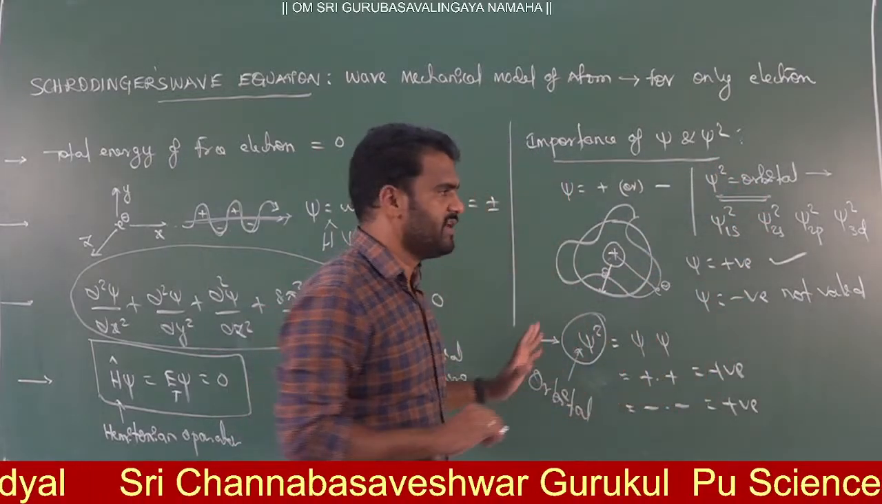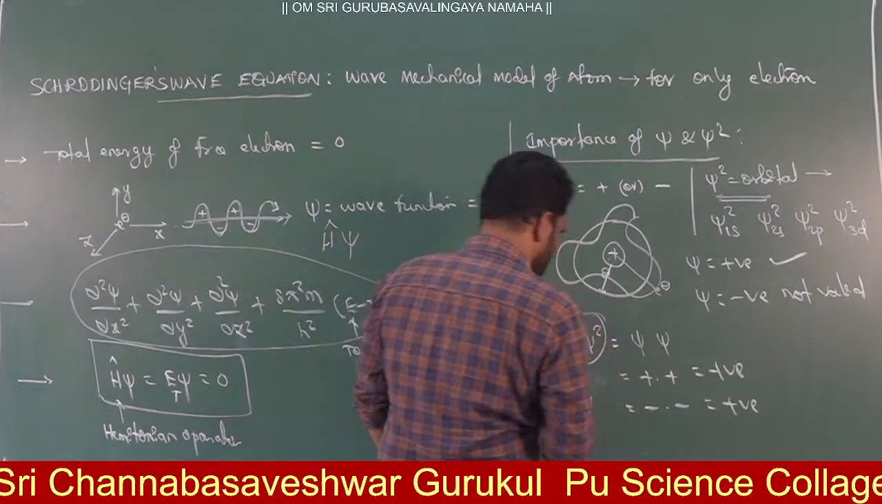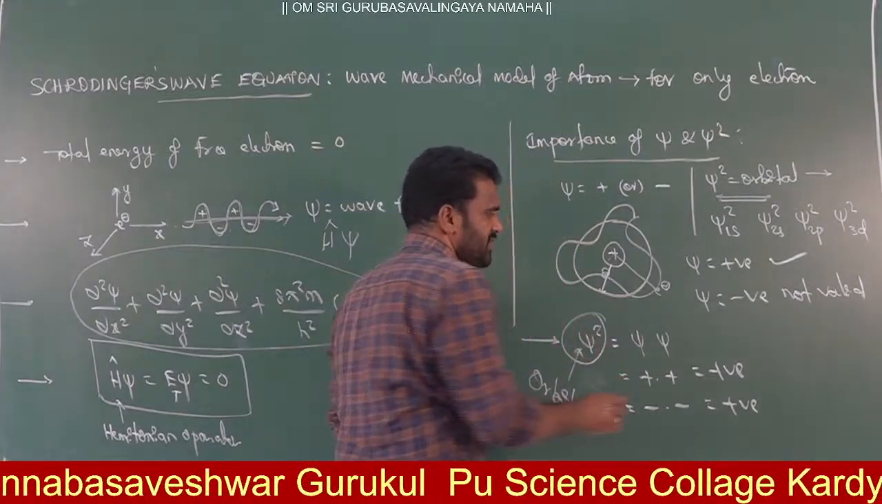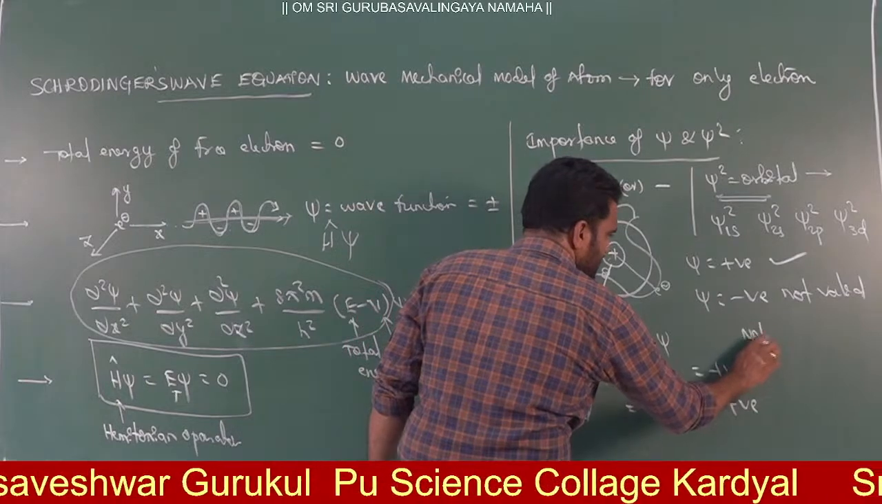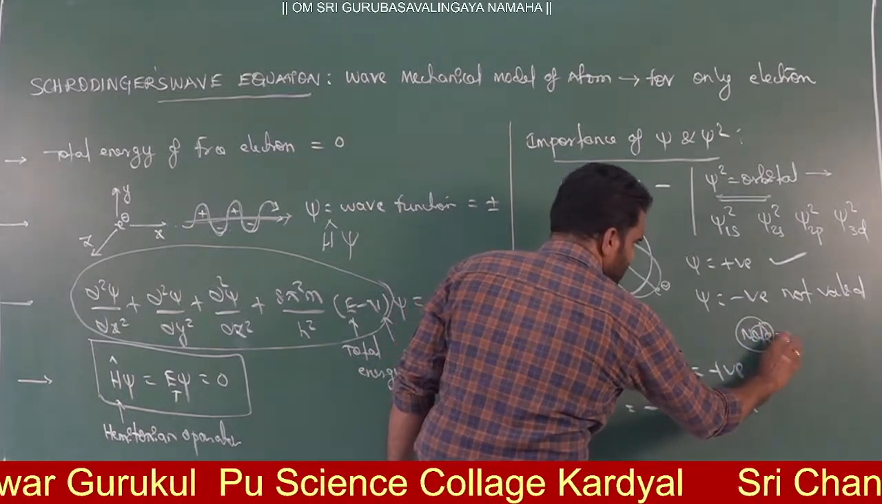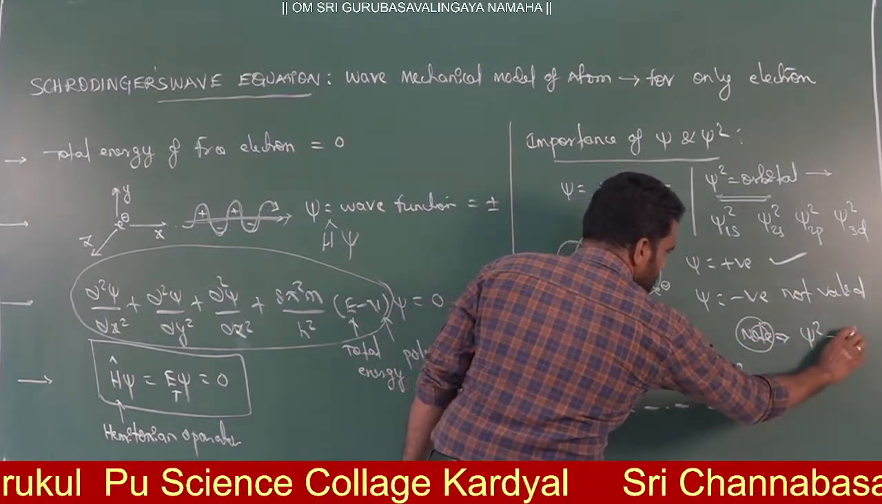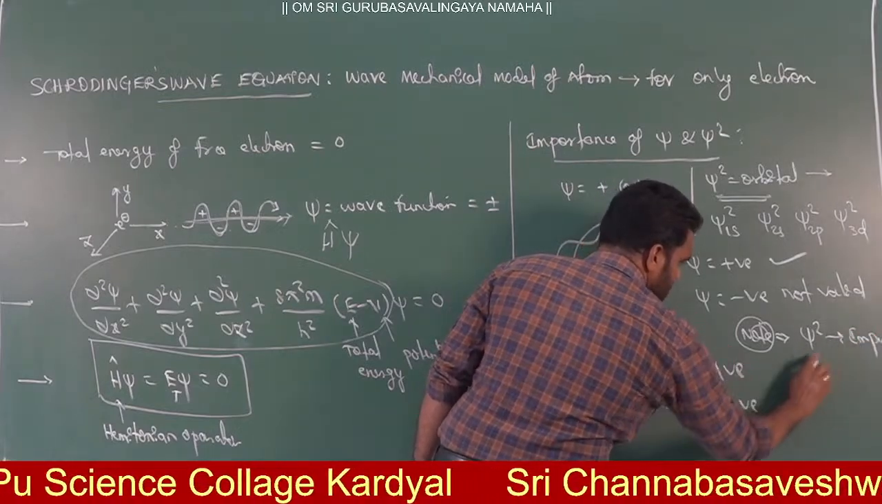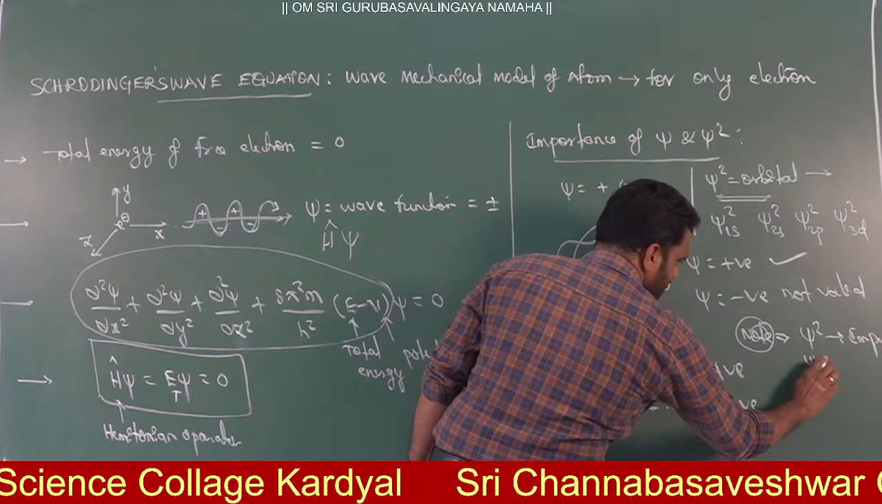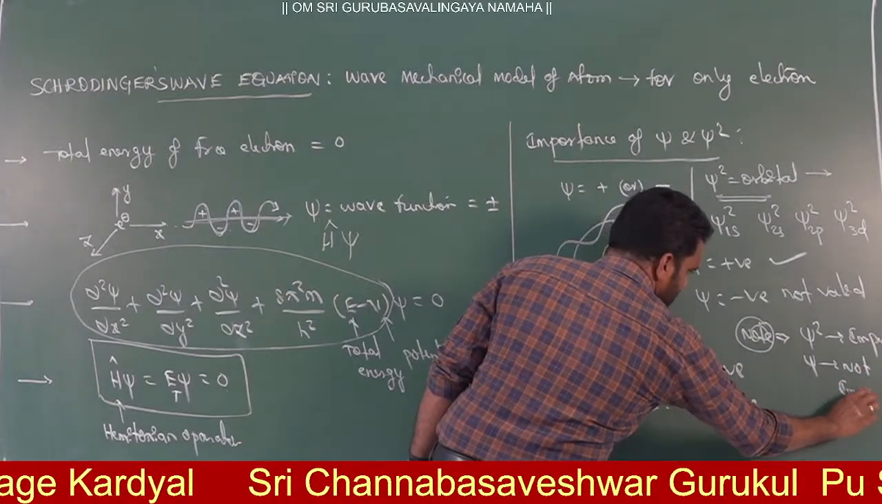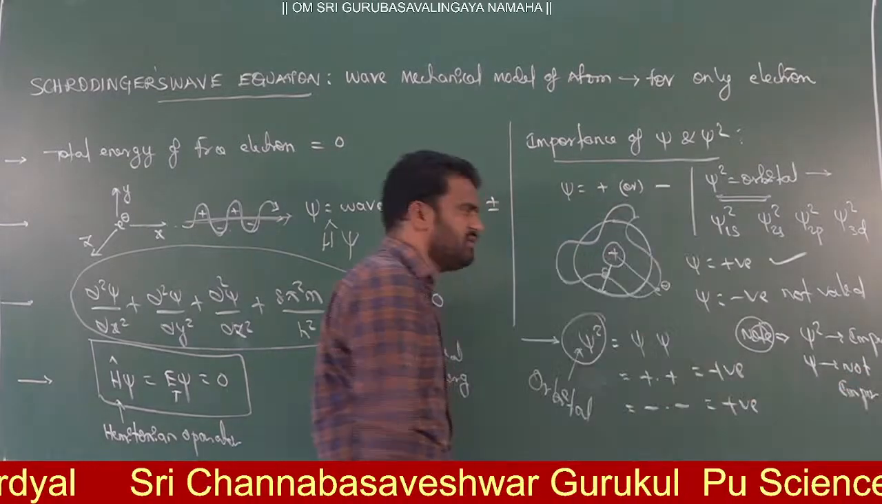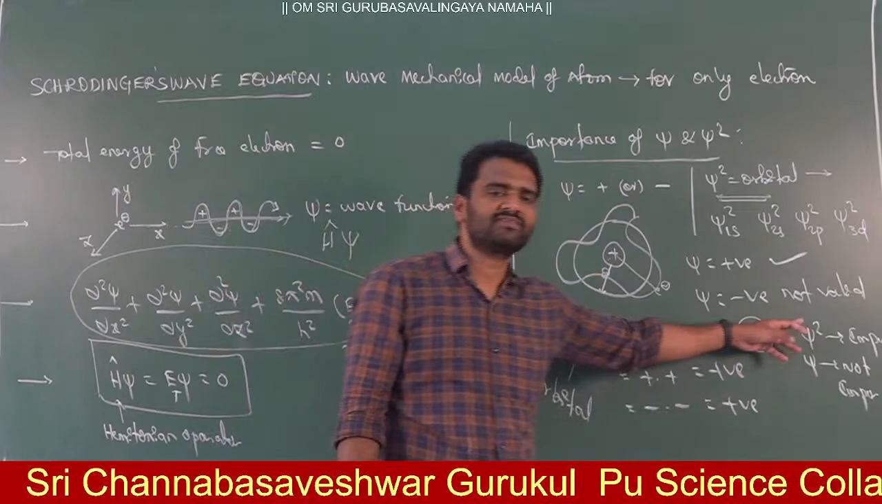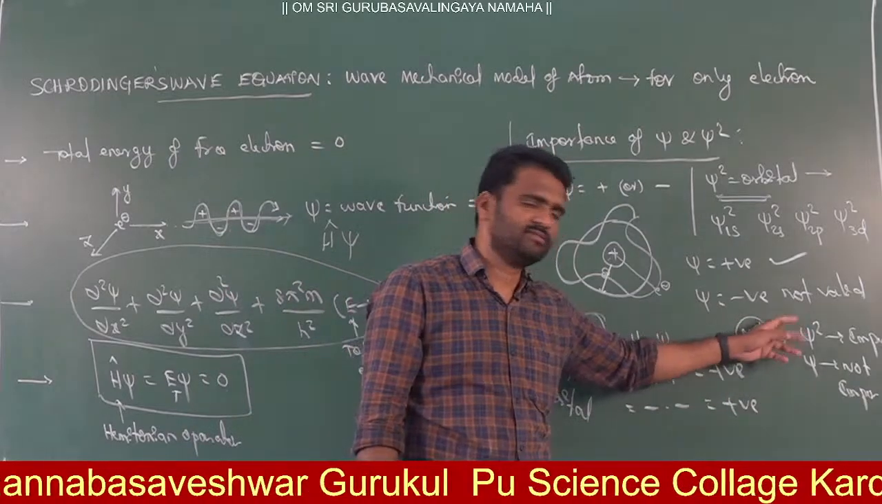Okay. So finally what you can write? Note: psi square has importance but not psi. That point is also very, very important. So you can write it here as a note: psi square has importance, not psi. So hereafter for an orbital we will represent psi square only, not psi. Representing psi is wrong.